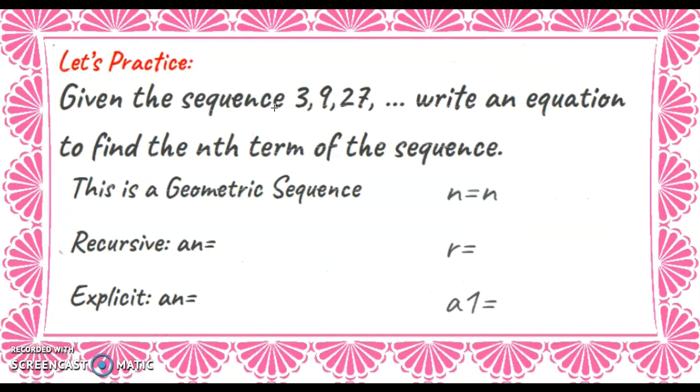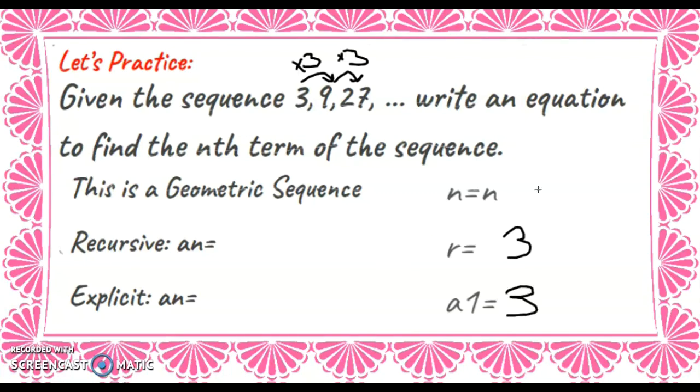Given the sequence 3, 9, 27, write an equation to find the nth term of the sequence. Well, it doesn't look like we're going to be adding or subtracting here. This is going to be a geometric sequence. 3 times 3 is 9. 9 times 3 is 27. So our common ratio is 3 because we're multiplying by 3 each time. Our first term is 3.